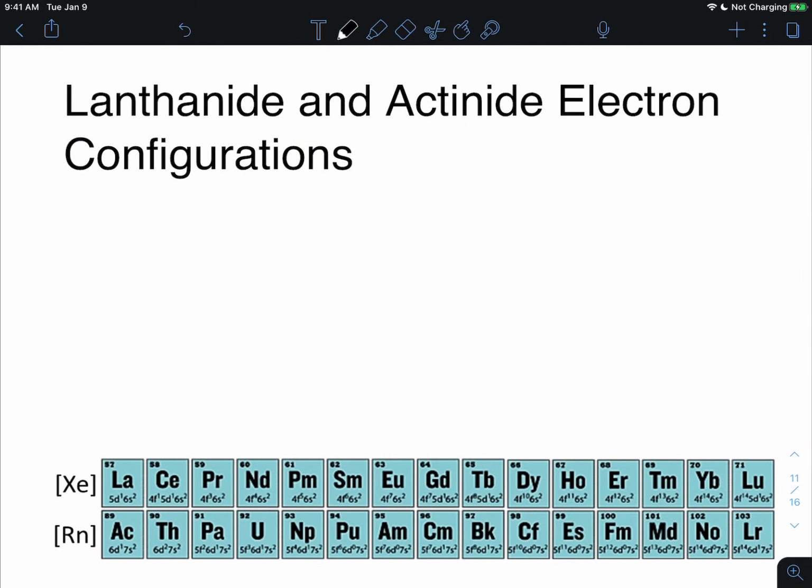Then we have lanthanide and actinide electron configurations, and these are going to be even more interesting. So here we introduce the S subshell. And we're going to have a lot of overlap between the 4f, the 3d, and the 6s subshells.